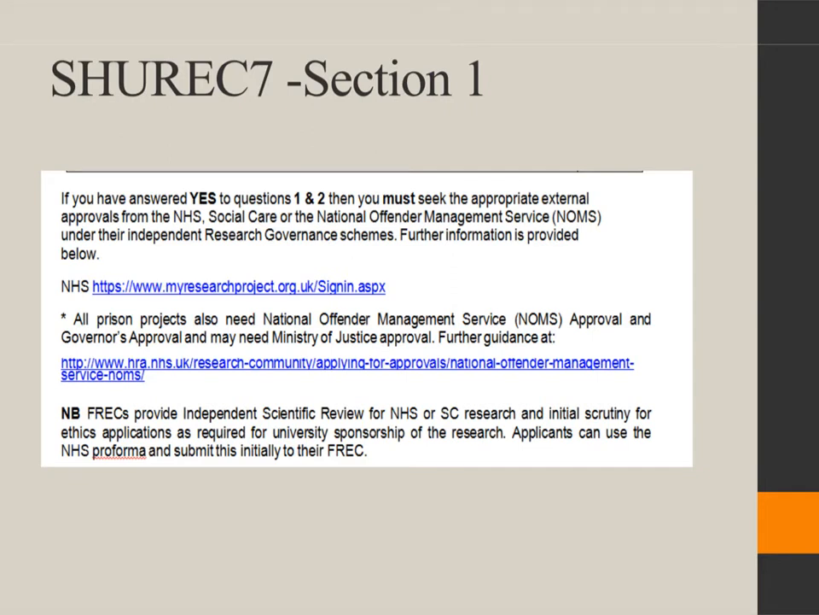This is the bottom section to question 1 and 2. And this just gives more instructions when you need external approval for your project. So just read this over so you're aware of the process.